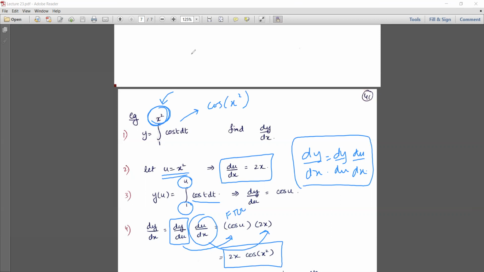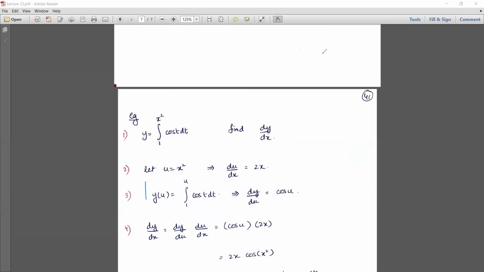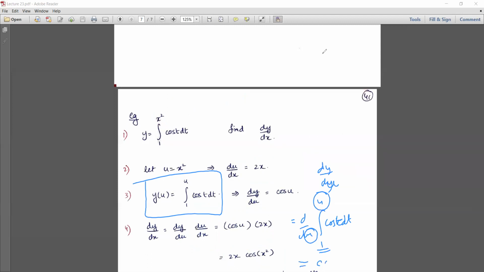Ma'am, why is dy by du cos u? I don't understand that. Because of the fundamental theorem of calculus. So just look at this. dy by du is basically d by du of the integral from 1 to u of cos t dt, and so we're differentiating with respect to u. Our upper limit is also u, and the lower limit is a constant, so we can apply the fundamental theorem part 1 directly. So this is cos of u. Is that clear?